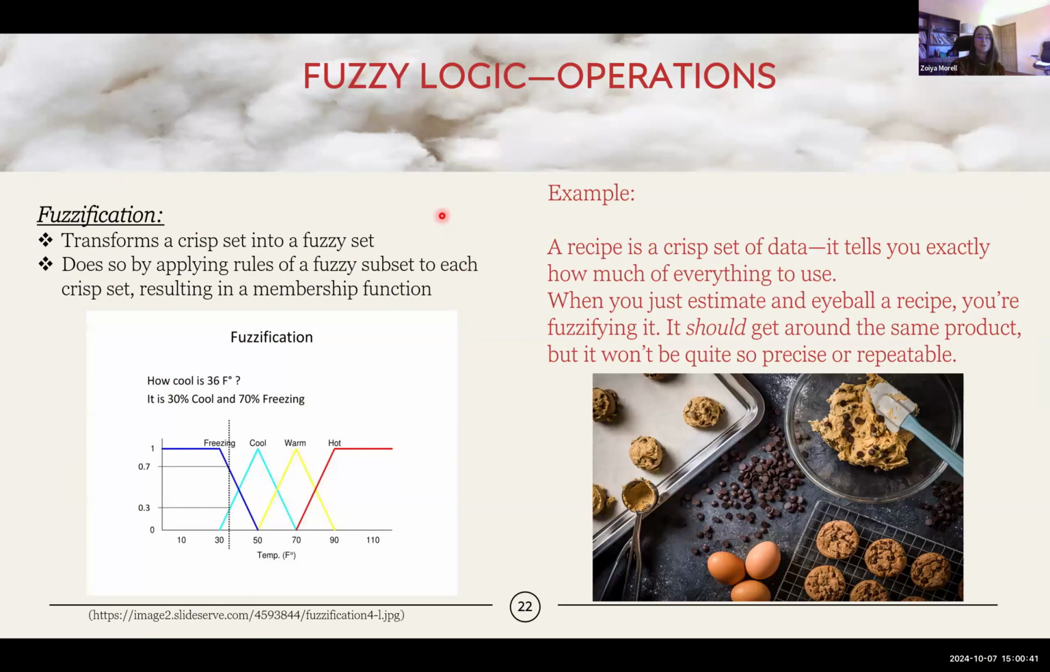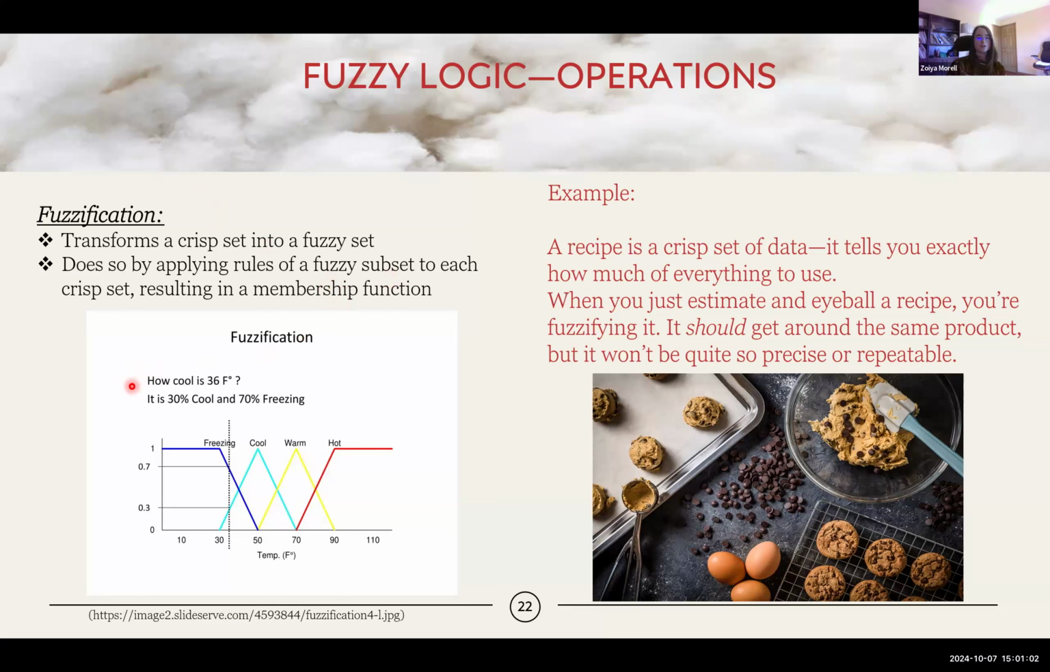Okay, so I know you're probably wondering, what is fuzzification and why do we care? That sounds confusing. So the goal of it is to transform a crisp set into a fuzzy set. And it does so by applying rules of a fuzzy subset to each crisp set, resulting in a membership function. So that's confusing. Let's go for an actual example.